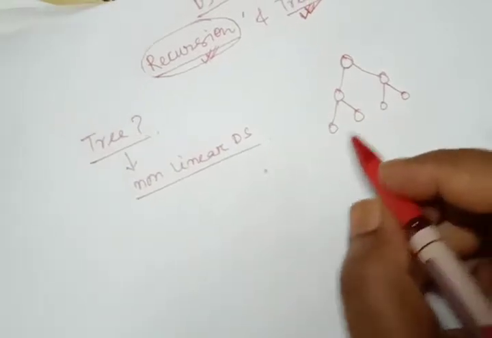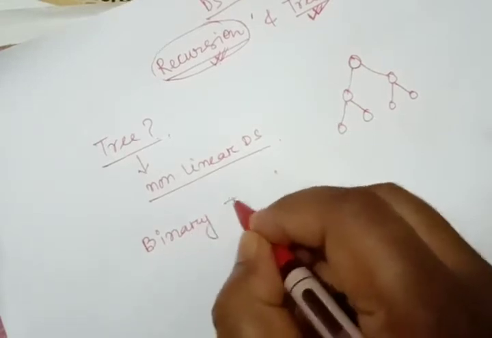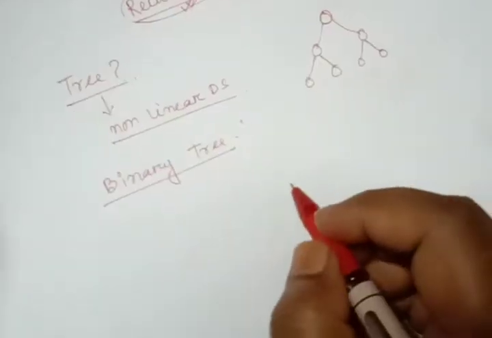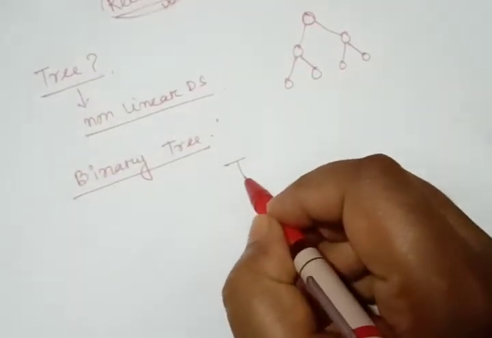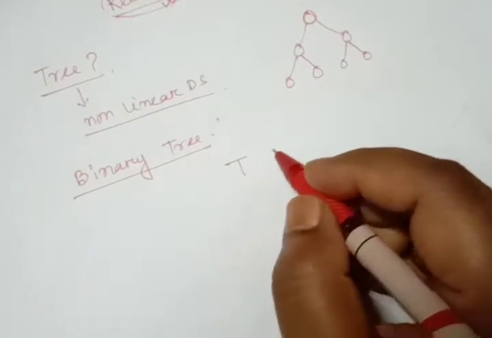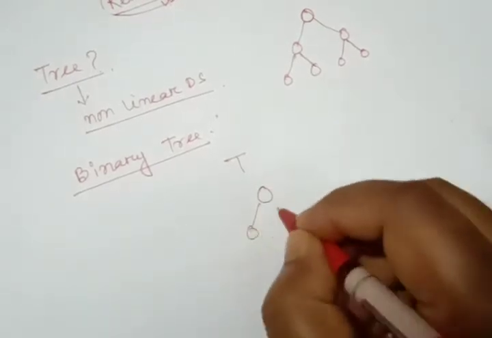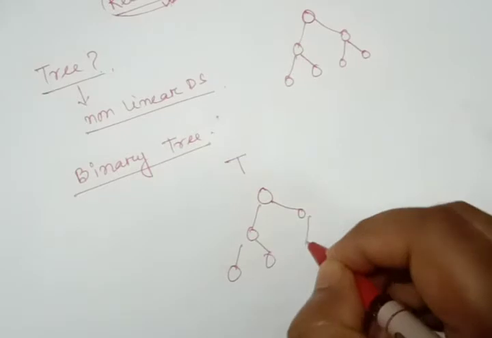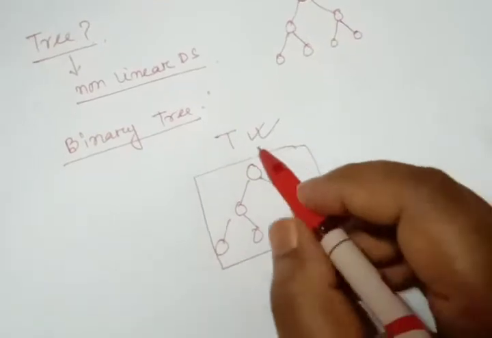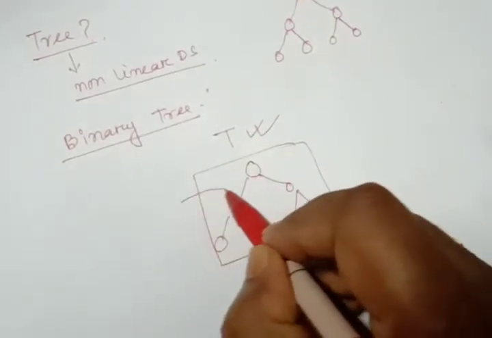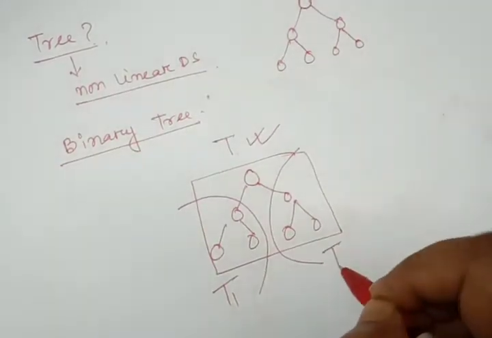Now there are different categories of tree. The first category is the binary tree. Now what is binary tree? A binary tree, capital T, is defined as a finite set of elements which are called nodes, such that T is empty. Suppose here I am preparing a tree, and overall this structure is denoted as binary T, capital T, and the left part of the T, the right part of a tree. Suppose this one is T1 and this part is T2.